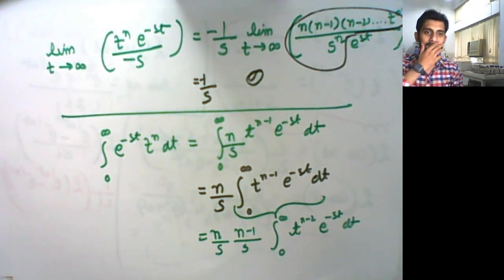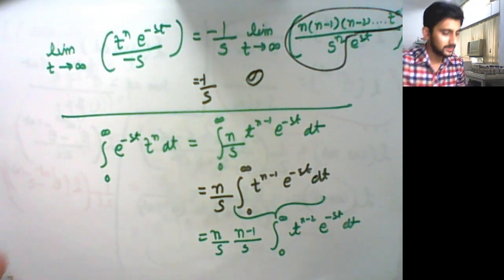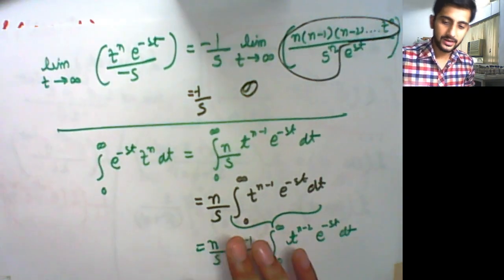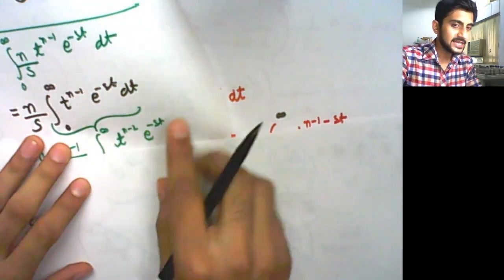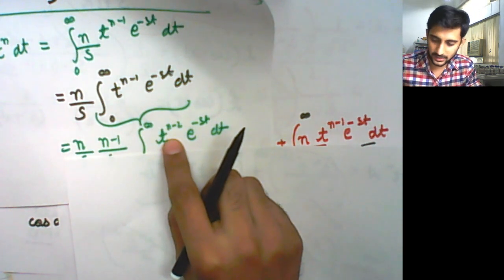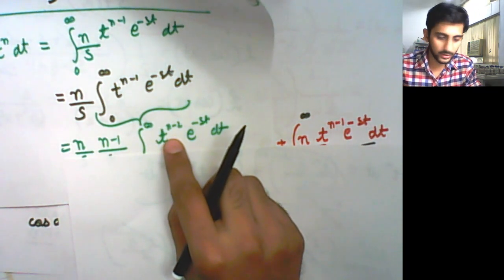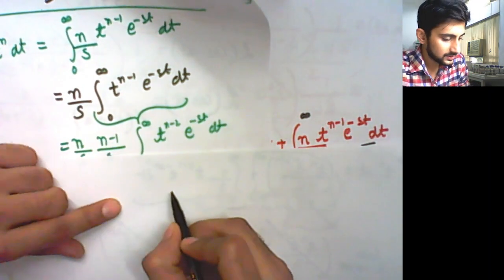You can continue in this fashion till you reach this point. जब हम इसे s बार डेरिवेटिव ले लेंगे t का, हमारे पास कुछ नहीं बचेगा, t की पावर 0 बचेगी. तो you will continue in this fashion till you get something like this.